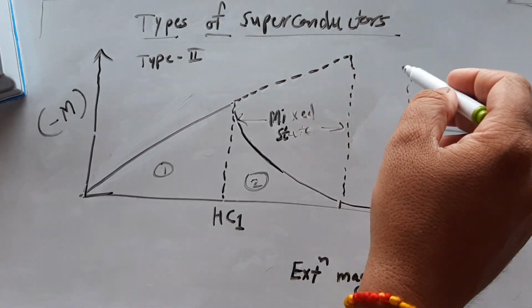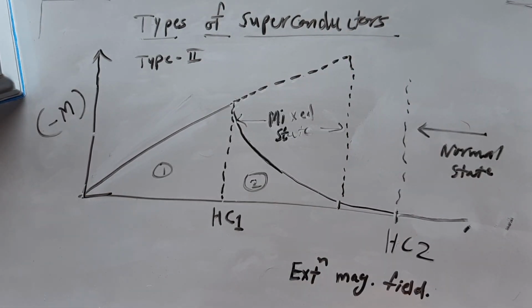So fine. For the normal state, you can just write one sentence: when the magnetic field exceeds the critical field strength Hc2, magnetization vanishes completely and the material reverts back into the normal state.